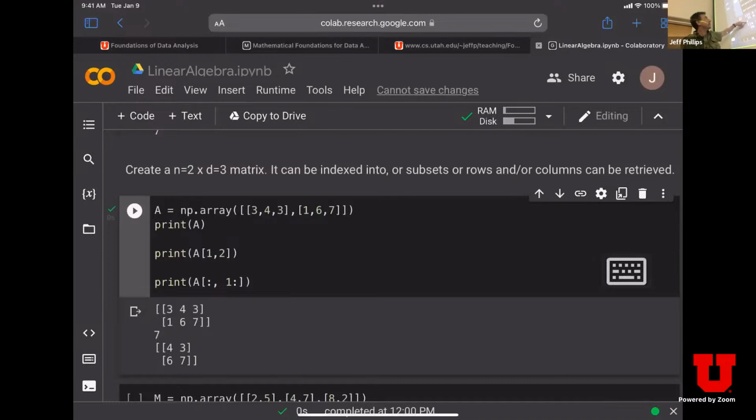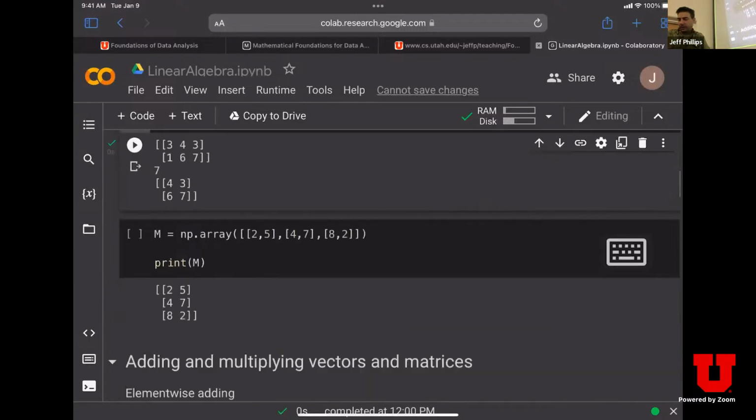This is the index into the 1, 2 entry. I can do things like, okay, I want all of the rows. So I'm putting this colon here, and then I can get all the rows starting at the 1th row, right? Which is the second one, and all the columns starting at the second one, and I get this submatrix. So you can call out these submatrices this way.